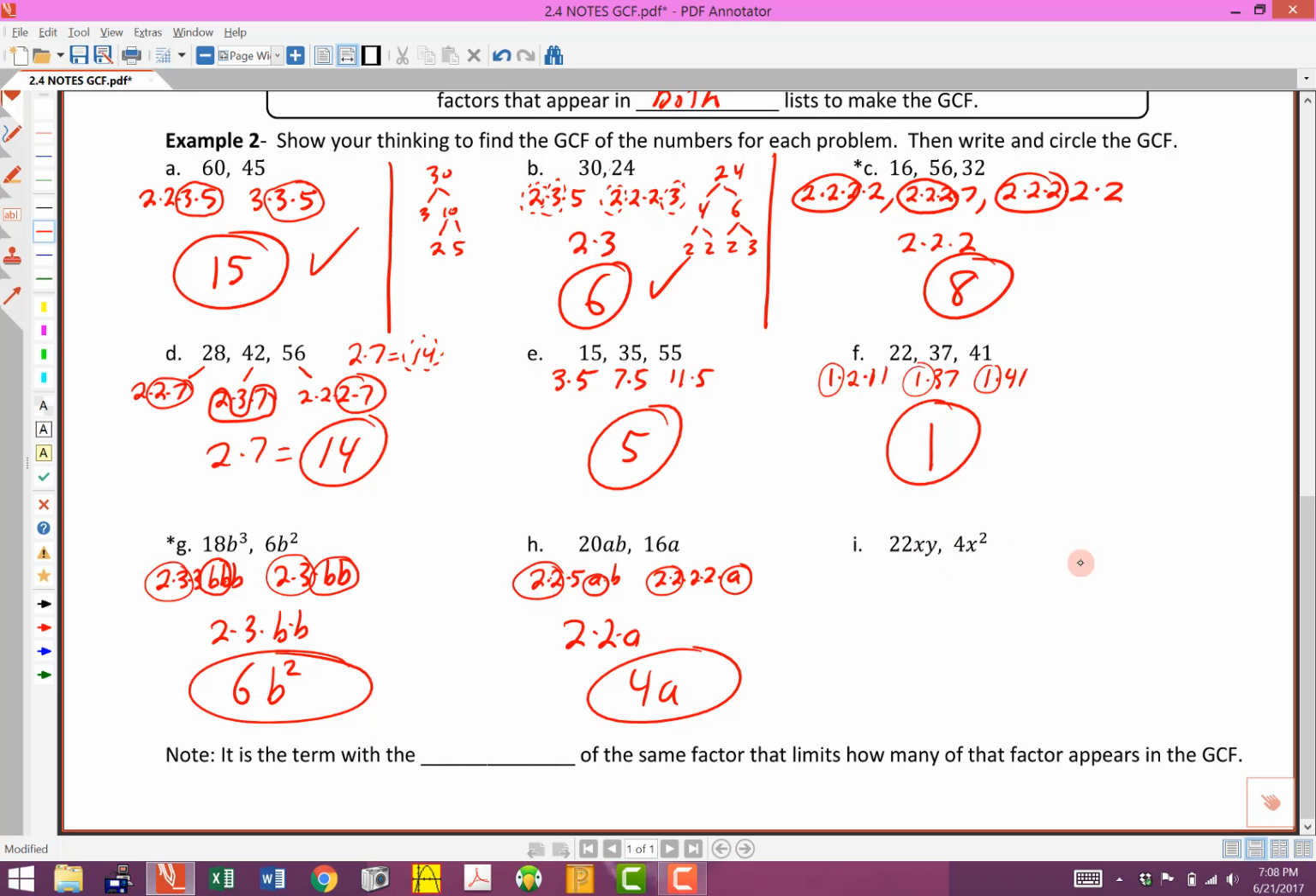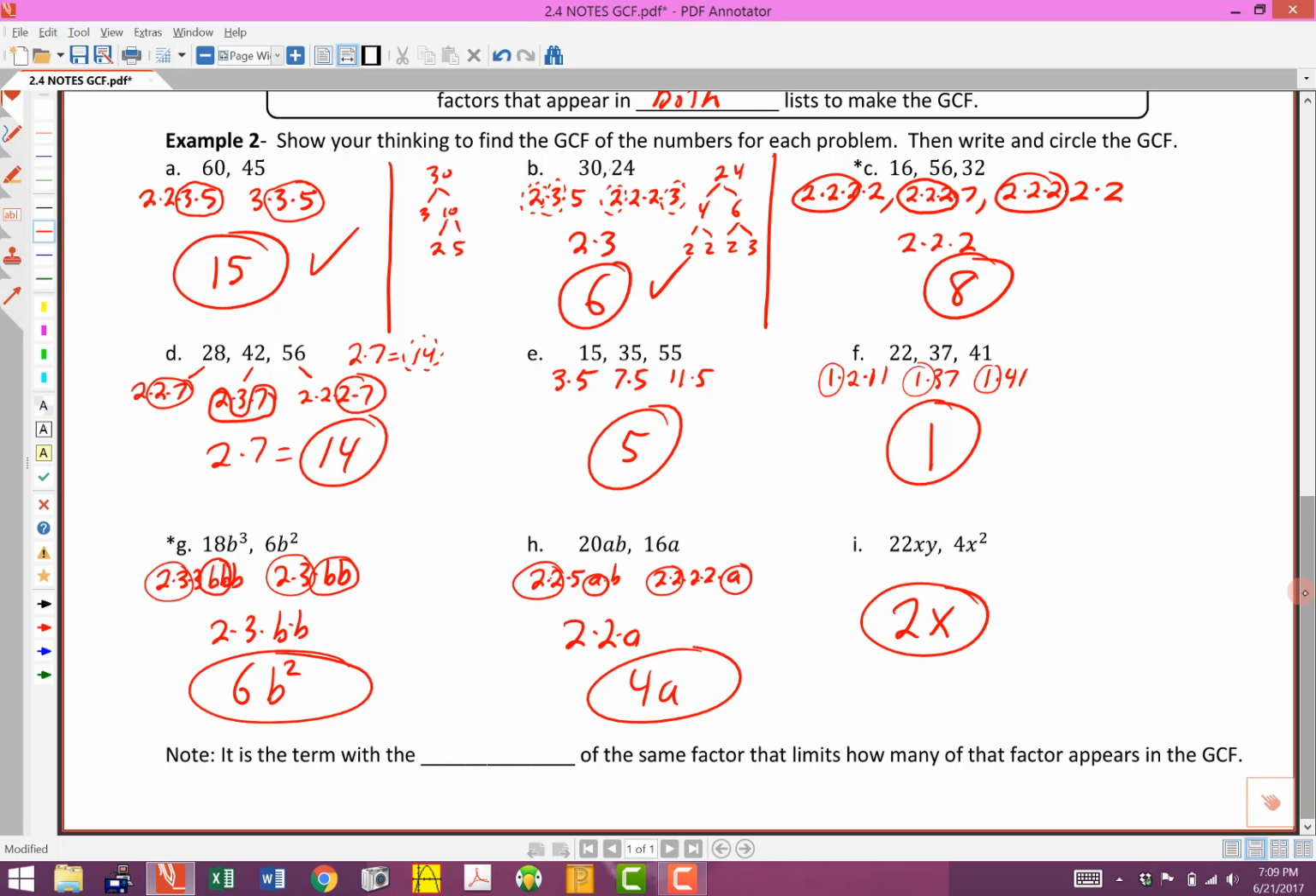And then the last one here, and then we'll give you time to work on your assignment, and you can practice this stuff yourself. Take a look at 22 and 4. Think about the biggest number that would go into both of those evenly. Well, since they're both even, we know 2 would go in there. 4 goes in here, but 4 won't go into 22. So 2 is the biggest number that goes in there. And then take a look at the x and y here and x squared here. That means there's 2 x's over here. But since there's only 1 there, that kind of limits us. So the biggest factor as far as variables go would just be the x, and then clearly we don't have a y over there. So that would be the answer on that one.